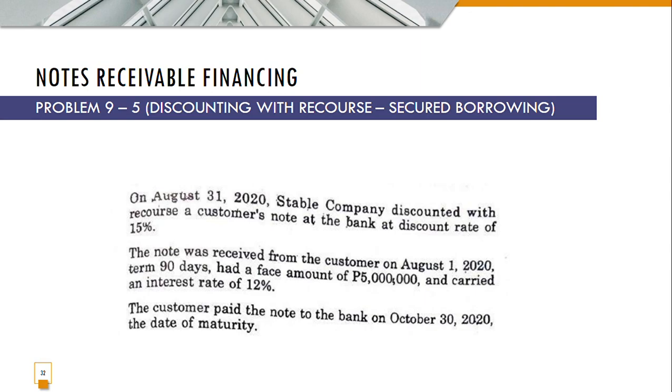Now what if it's a secured borrowing? So let's do another problem, problem 9-5. So Stable Company discounted with recourse a customer's note at the bank at a discount rate of 15%. The note was received from the customer on August 1, 2020, term 90 days, had a face amount of 5 million and carried an interest rate of 12%. So they discounted it 30 days from the issue date. So the remaining term is 60 days out of the 90 days. The customer paid the note to the bank on October 30, 2020, the date of maturity.